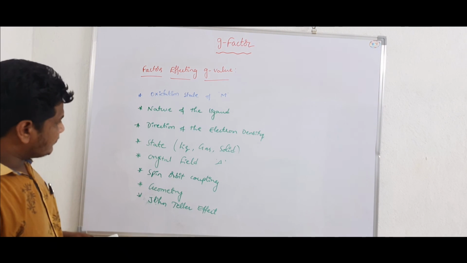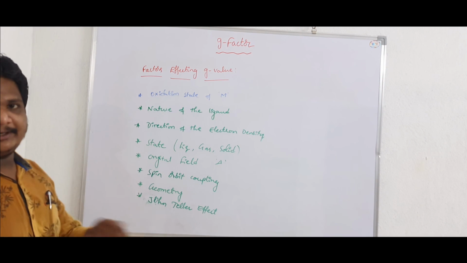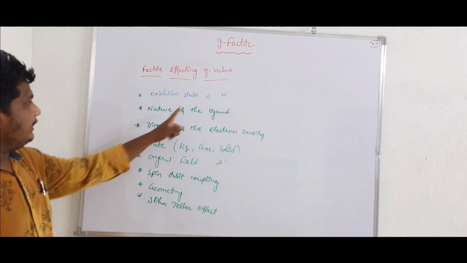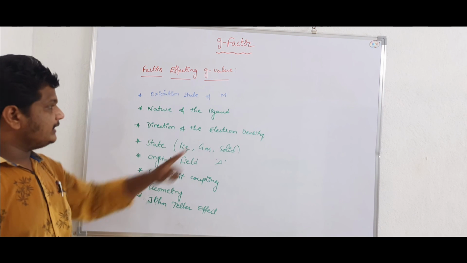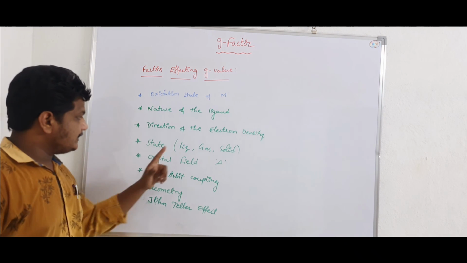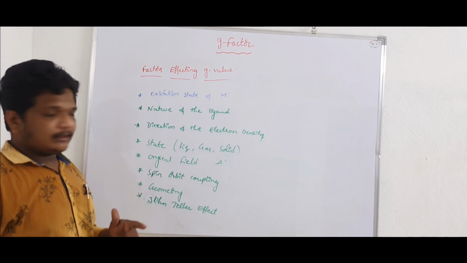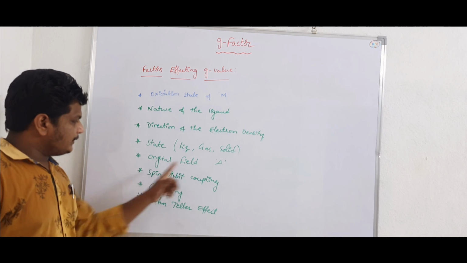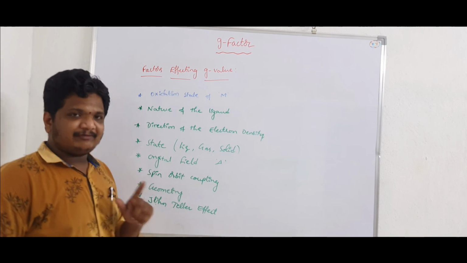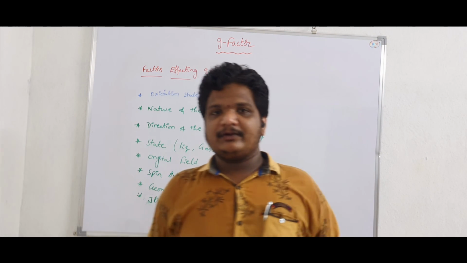These are some factors which can affect the value of G in the case of ESR spectra. The first factor is the oxidation state of the metal, the nature of the ligand, and the direction of the electron density. Next, the state of the compound, whether liquid, gaseous or solid, crystal field splitting, that is delta, spin orbit coupling, that is LS coupling, geometry of the molecule, and the Jahn-Teller effect.